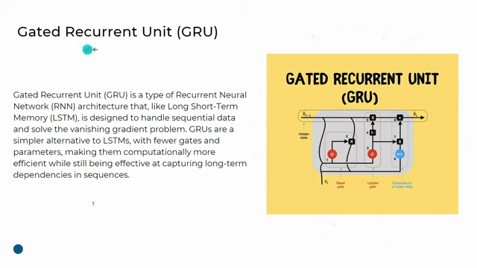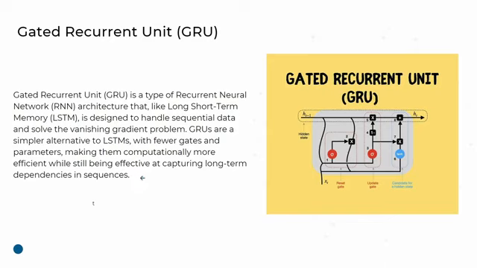Next we are having a gated recurrent unit. This is also a type of recurrent neural network architecture like a long short term memory. This is also used to handle sequential data and solve the vanishing gradient problem. This is the simple alternative of LSTM with fewer gates and parameters, making them computationally more efficient while still being effective at capturing long-term dependency in the sequence.